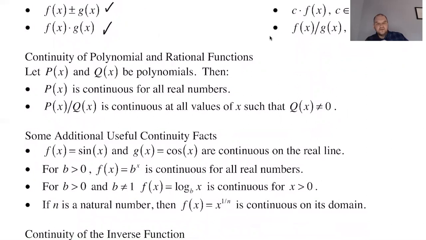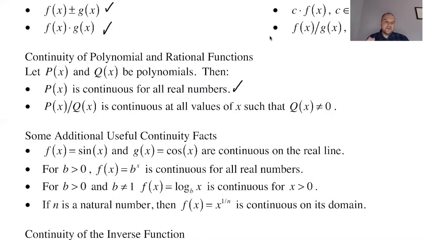All right, continuity of polynomial and rational functions. If p and q are polynomials, then p of x is continuous for all real numbers. That's part of what makes polynomials the ultimate when you're dealing with functions. In fact, for things that aren't polynomials, one of the things you'll do in Calc 2 is write polynomials that approximate them, because polynomials are so easy to work with that we would always prefer to use a polynomial if we could.